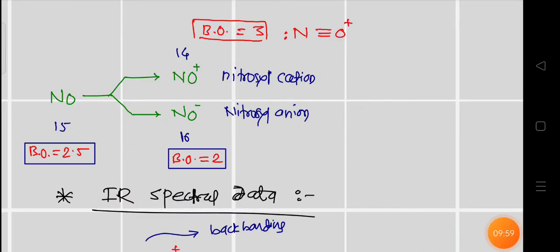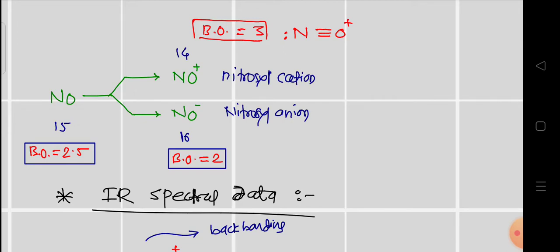Another thing we can discuss about NO now is how many different types of NO there are. You know that NO converts into two types of nitrosyl ions, nitrosyl cation and nitrosyl anion. So NO is a 15 electron system having bond order 2.5. When it loses an electron, it becomes NO plus, a 14 electron system, isoelectronic with CO, and bond order is 3 now.